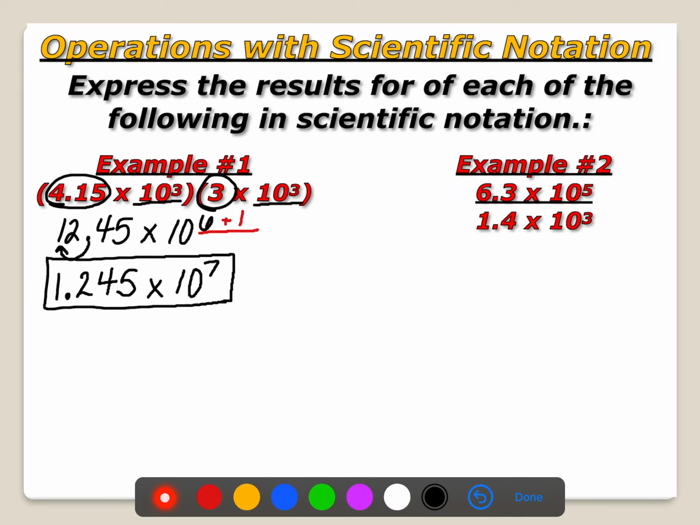When we evaluate these problems, we have to leave our numbers in scientific notation. So you may not write them out as these great big giant decimals in order to evaluate.